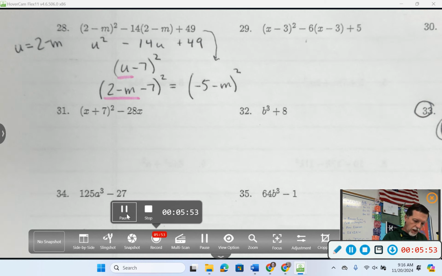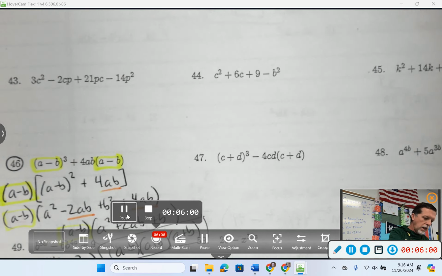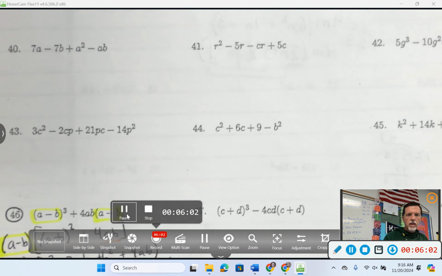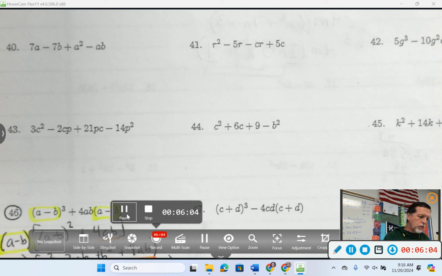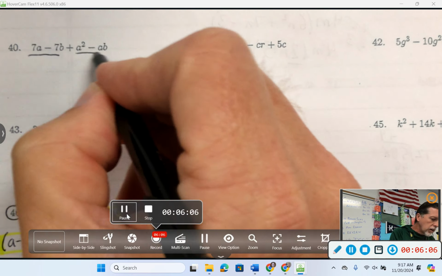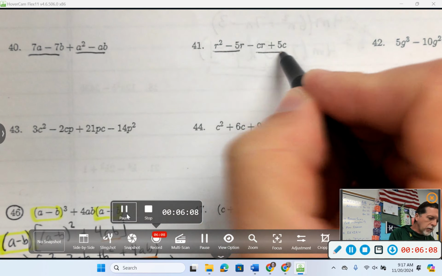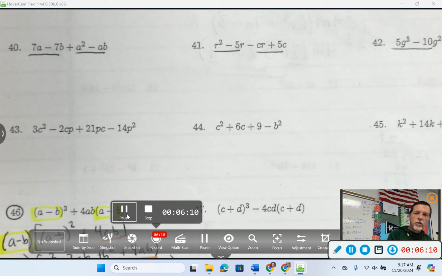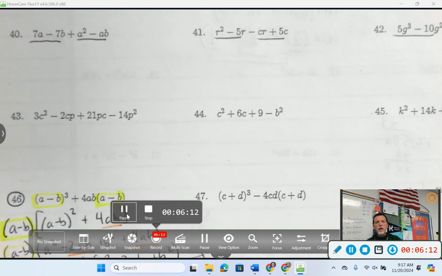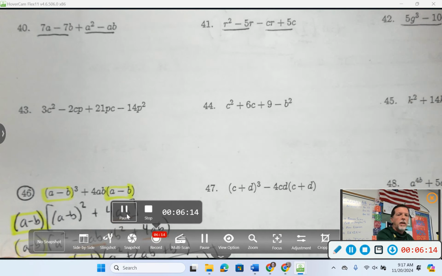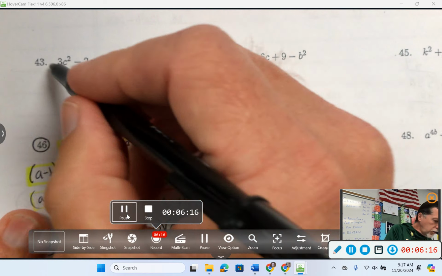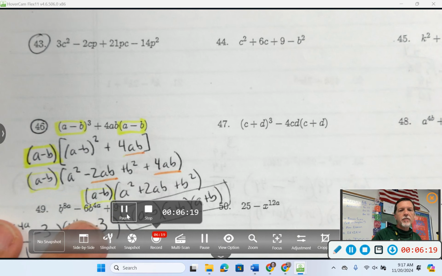There was one other new type of problem that we hadn't seen before, and that's jump down to 40. So 40, 41, 42, we've seen that type before, where you factor by grouping: group the first two, group the second two, greatest common factor. In fact, why don't you try 43? That'll lead us into 44.